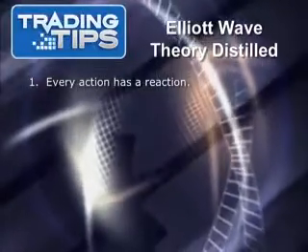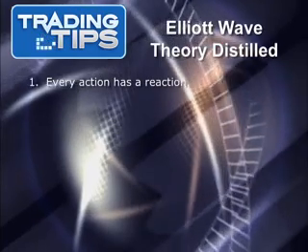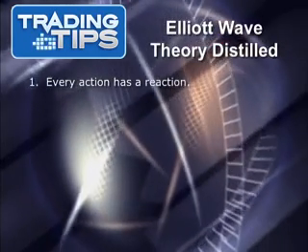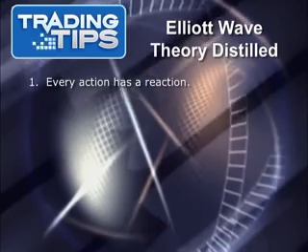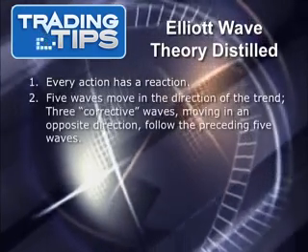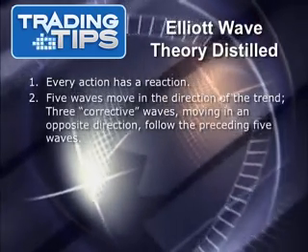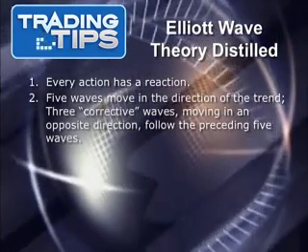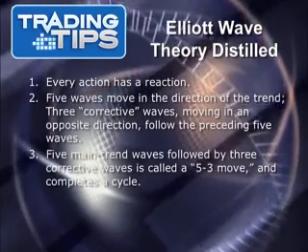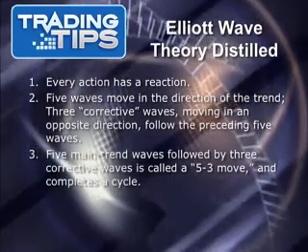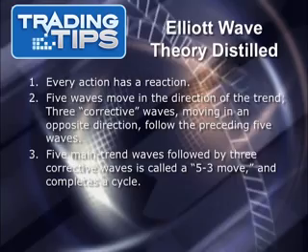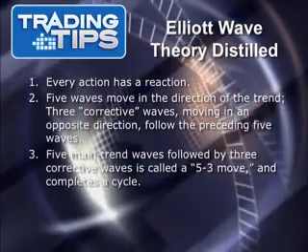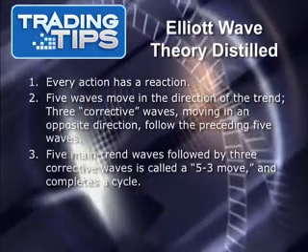The basics of Elliott wave theory can be distilled down to 5 points. 1. Every action has a reaction. 2. 5 waves move in the direction of the trend, and then 3 corrective waves move in an opposite direction. 3. The 5 main trend waves followed by the 3 corrective waves is called a 5-3 move. And again, this completes a cycle.